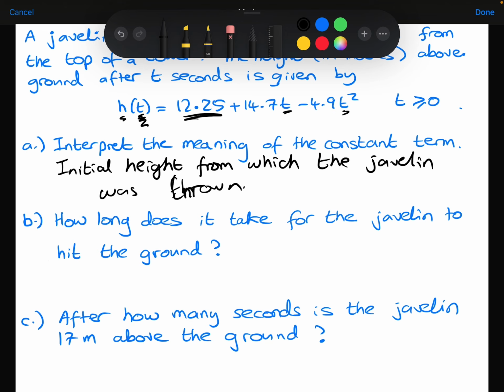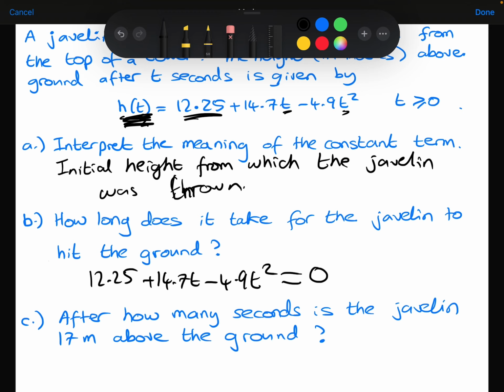Right, part B. How long does it take for the javelin to hit the ground? Well, hit the ground, that's making me think that the height above the ground must be 0. If it collides and it's stuck in the ground, then its height above the ground is 0. So I'm going to make my height equation equal to 0. So 12.25 plus 14.7t minus 4.9t squared equals 0.